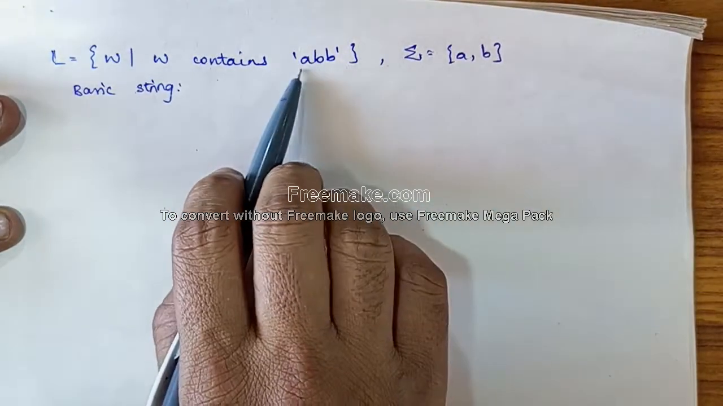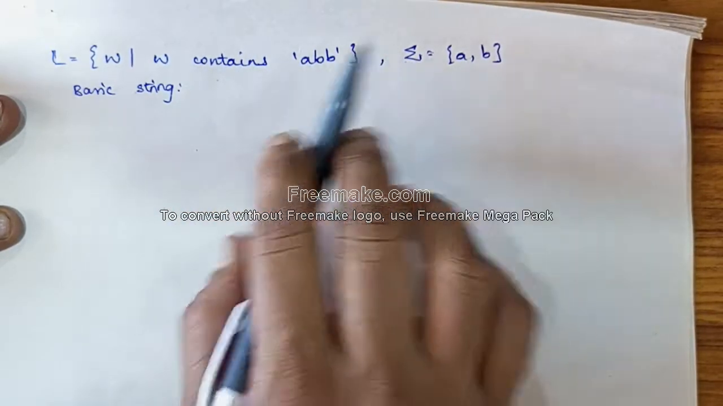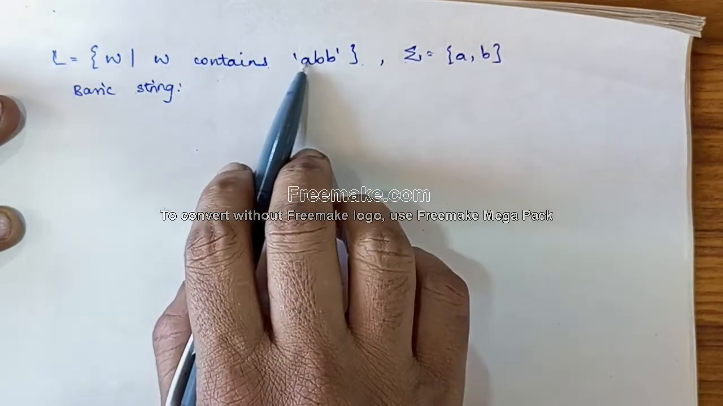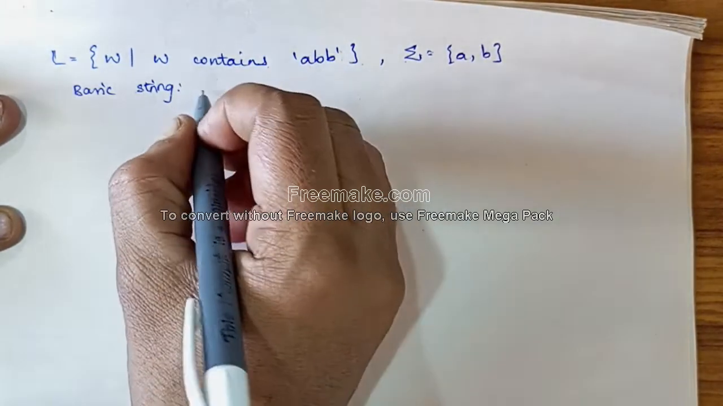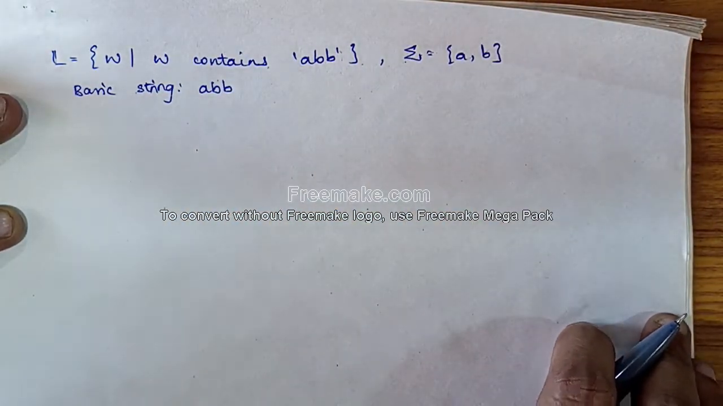So first we will write the basic string that has to be accepted by the automata. Since it says contains ABB, it can start with anything and end with anything, which can also mean it can start with null and end with null. So your basic string is ABB. If ABB is accepted, I can say that this is a valid string.